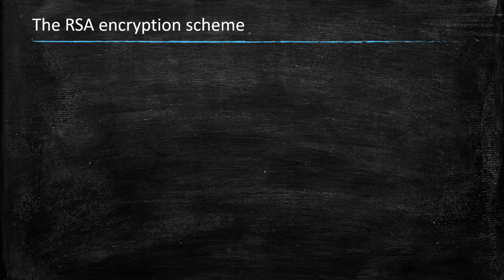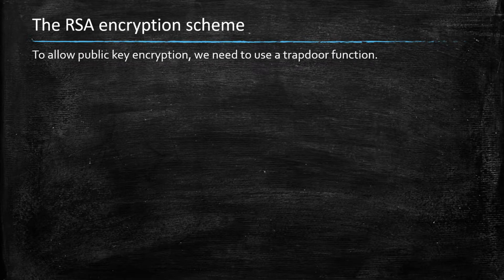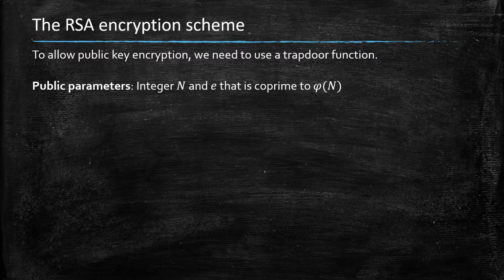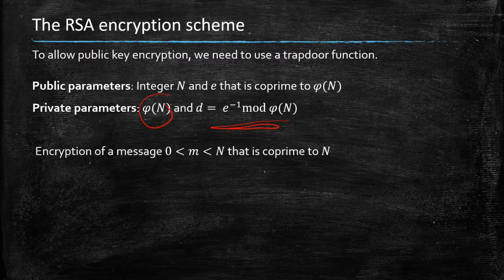So here is how the RSA encryption scheme works. So we need to use a trapdoor function, meaning that it needs to be a function that allows to go one way, but only going backward with the knowledge of a secret, which is usually called a trapdoor. So the public parameters are an integer n, and an exponent e that is coprime to phi of n, and the private parameters are phi of n and the inverse of e mod phi of n. Note that that operation is easy as long as you know phi of n.